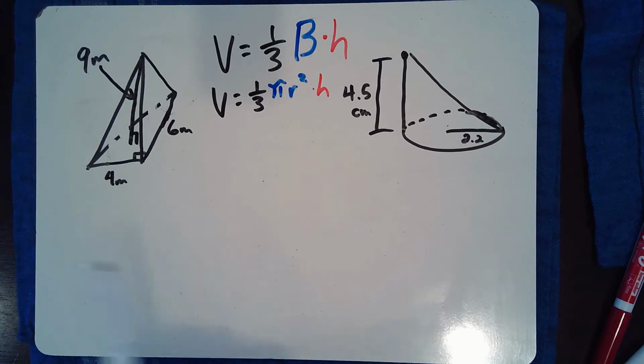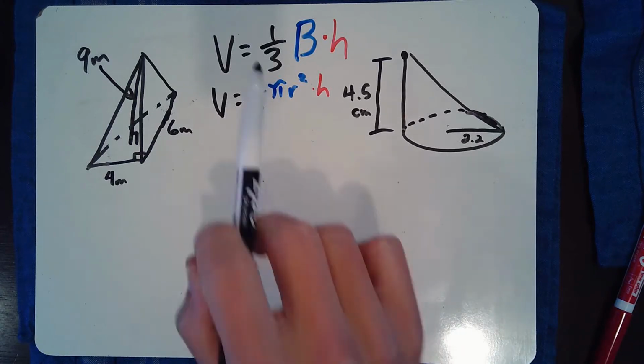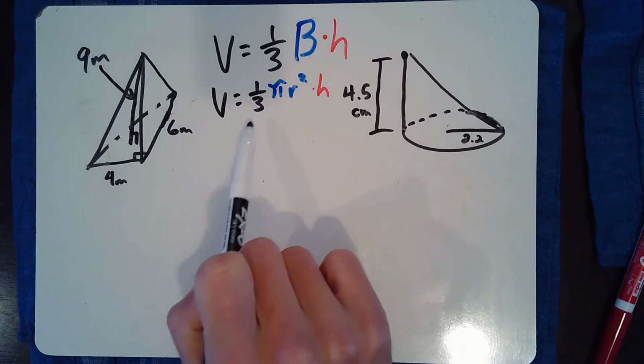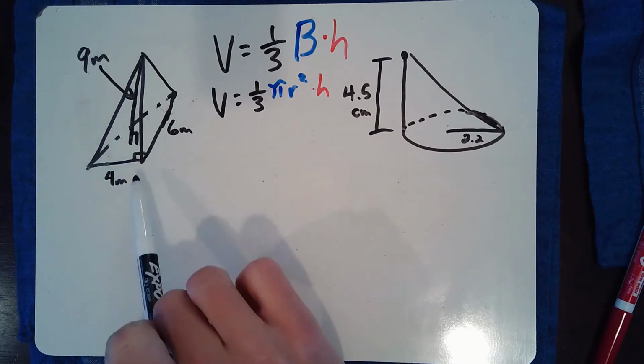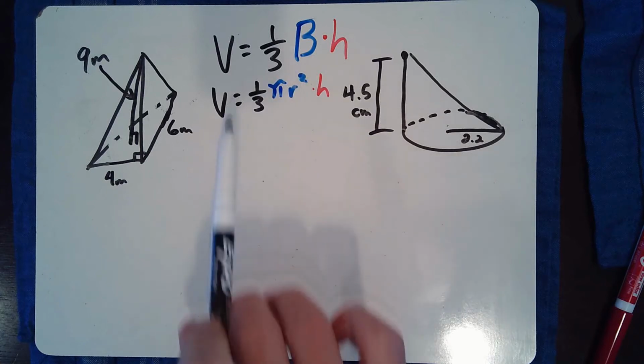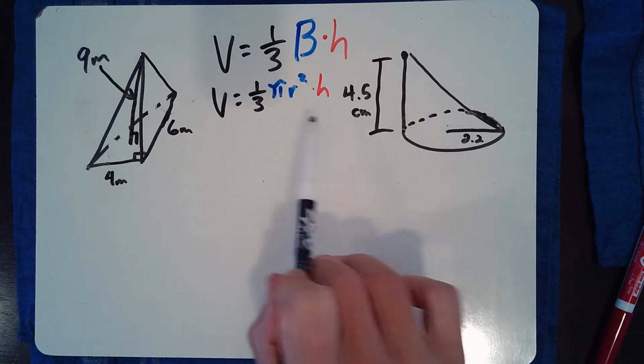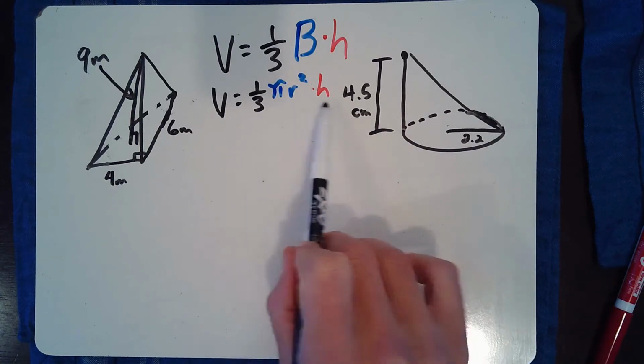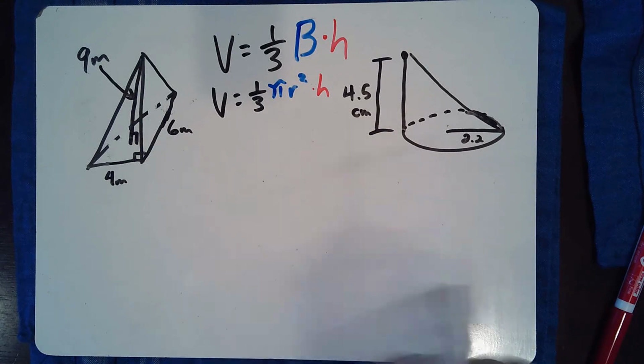The volumes of pyramids and cones are very similar to the volumes of prisms and cylinders, with one major difference. The major difference is that 1/3 gets stuck in here. So basically a pyramid is 1/3 of the volume of its corresponding prism, whereas a cone is 1/3 of the volume of its corresponding cylinder. So let's go in and use the same strategy we use for prisms and cylinders.